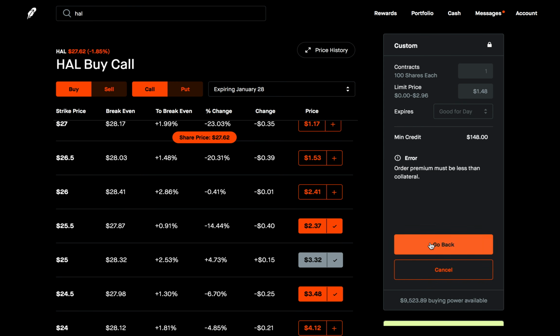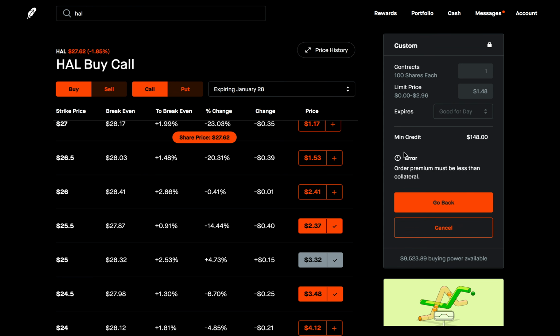It's going to say error. Order premium must be less than collateral. So even if you come across something like this and you try to place it, Robinhood is smart enough to know this isn't right. Something's not right here. We're not going to let you place this. And as you can see, you're going to get an error message that says order premium must be less than collateral. So you're going to get this warning message.